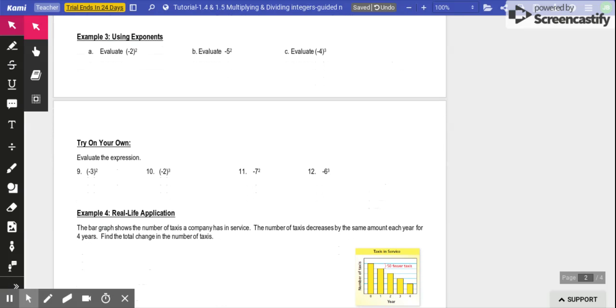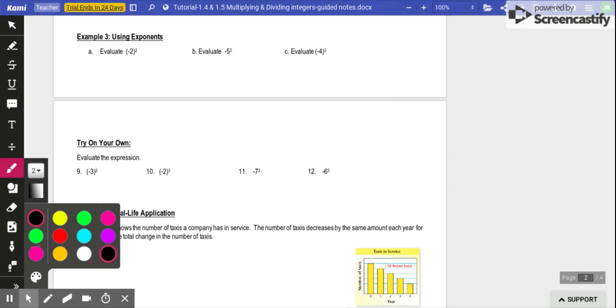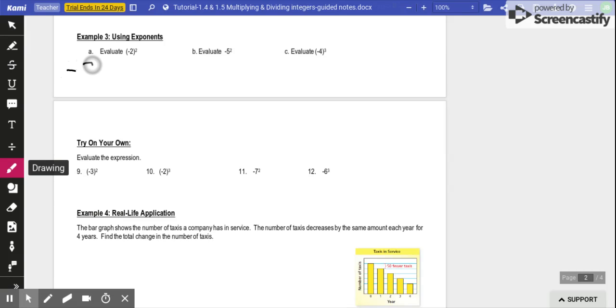All right, we are going to look at example 3, using exponents. When we are looking at exponents, we want to look at the value of our superscript, our exponent. So here we have 2. We are going to take everything inside the parentheses and multiply it that many times. So we're going to take negative 2 times negative 2, which is 2 times 2 is 4, and a negative times a negative gives me a positive 4. So positive 4 would be my answer.